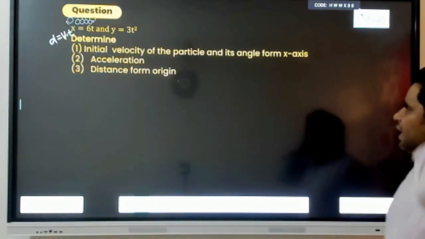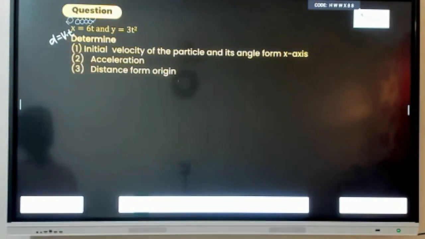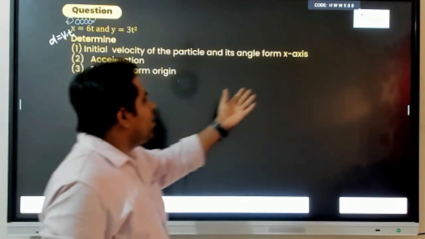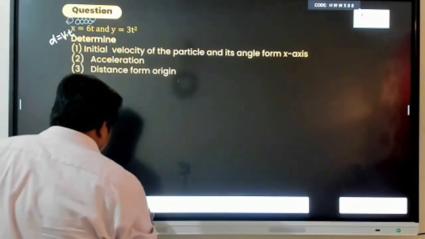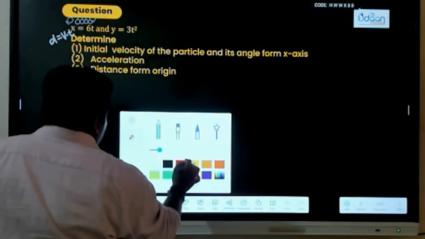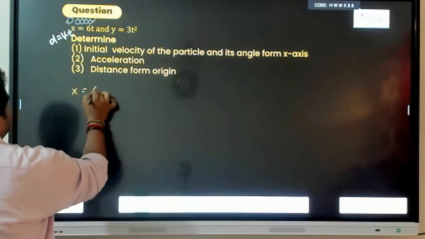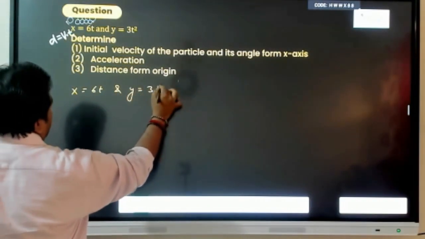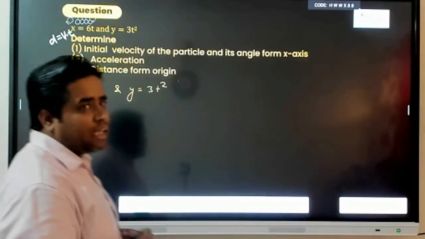See here, they are asking you that x is equal to 6t and y is equal to 3t square. Find the initial velocity of the particle and its angle from the x-axis. So you must understand one thing. They are asking you the initial velocity. Initial velocity means the condition when t is equal to 0, right?